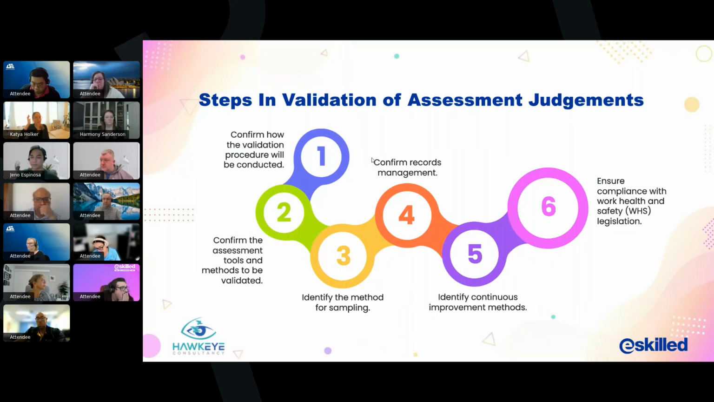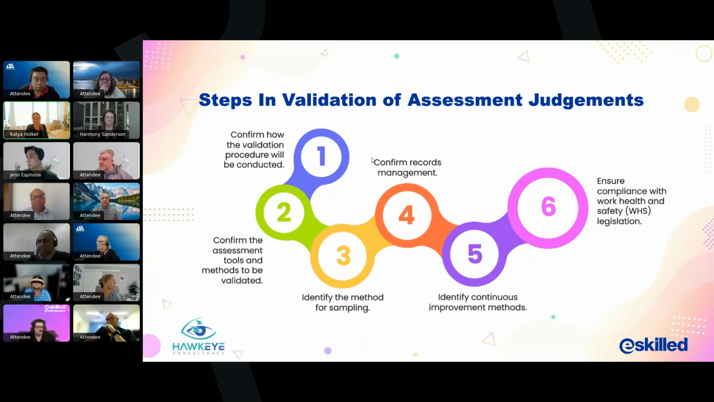Number 5, identifying continuous improvement methods. So ideally, you should have a set of validation assessment judgment tools that have prompting questions that will really inform what it is that you're looking at. So things like, are the questions clear? Do they provide enough examples, etc. And actually from that, identifying continuous improvement methods.